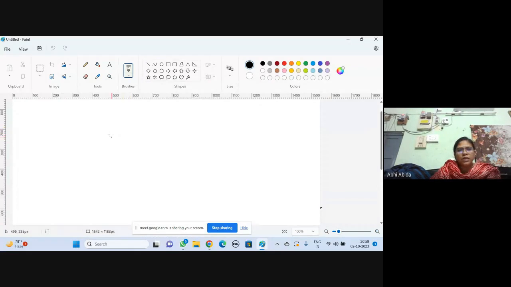Okay. So basic thing of the triangles here, we all know that the sum of all interior angles in a triangle will be equals to 180 degrees. That is, if you take a triangle ABC, angle A plus angle B plus angle C will be equals to 180 degrees. Sum of all angles in a triangle will be equals to 180 degrees. That is the first property.